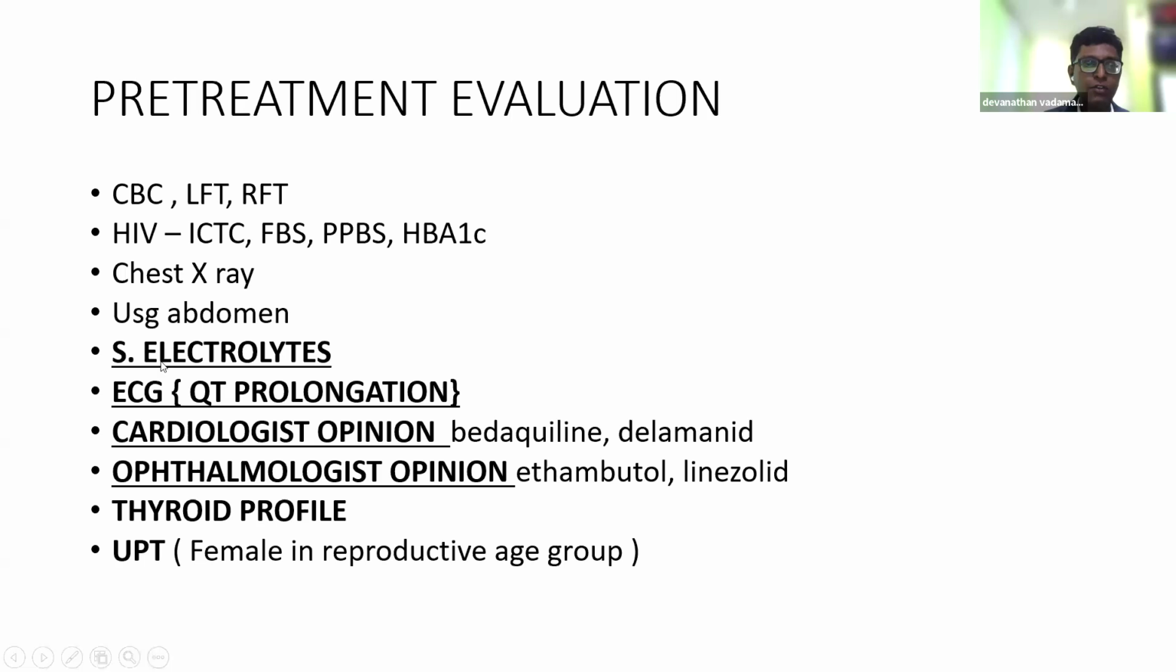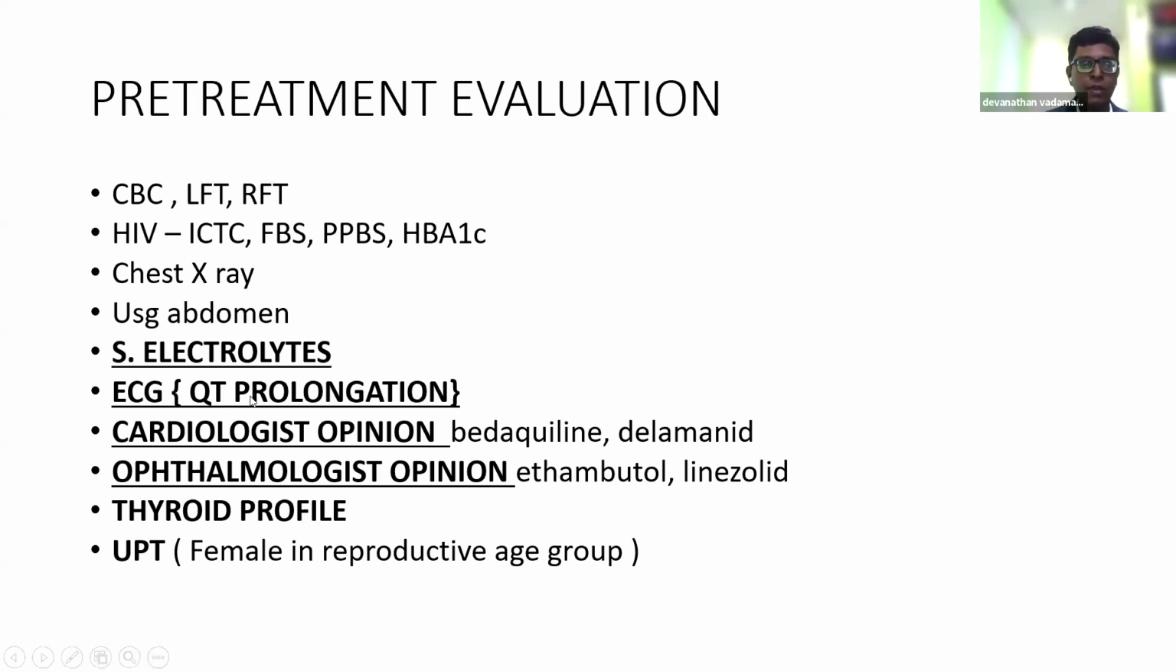For drug-resistant TB, you should do electrolytes. If any electrolyte abnormality is pre-existing, we should correct it. Your calcium, magnesium, and all you should assess beforehand. Certain drugs are known to cause QT prolongation. Your newer drugs such as bedaquiline and delamanid are known to cause QT prolongation. The other drugs that can cause QT prolongation are moxifloxacin and clofazimine. So an ECG should be done.